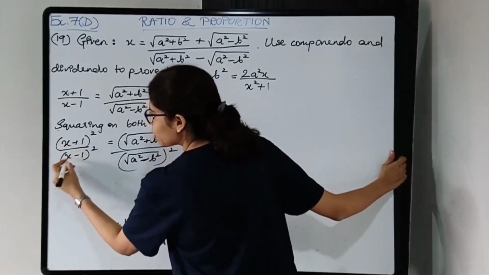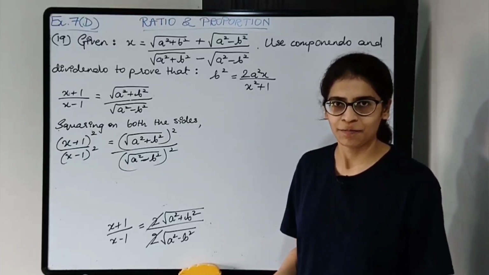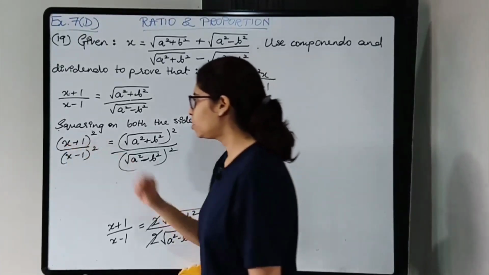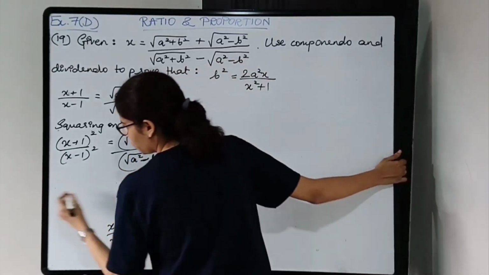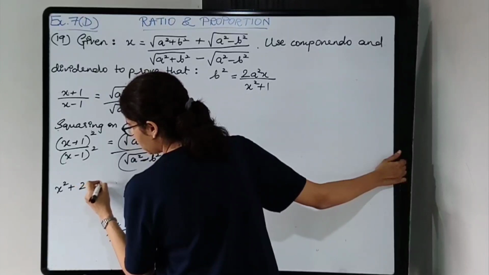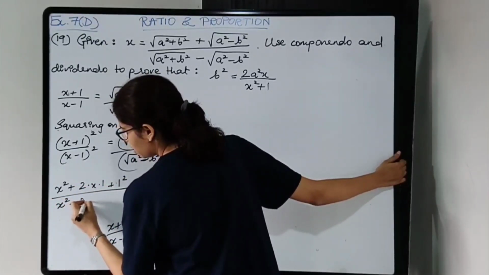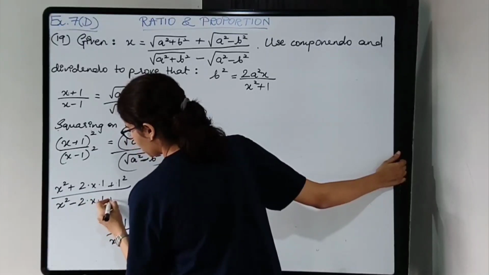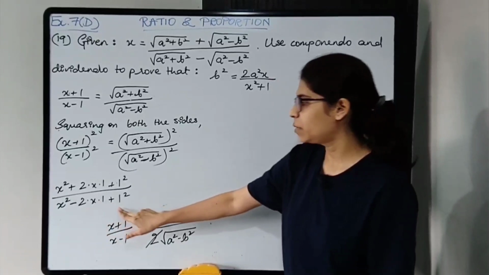And here it is of the form a plus b the whole square. So you have to use an identity. Here the identity will be: a plus b the whole square is a square plus 2ab plus b square. So it will be x square plus 2 into x into 1 plus 1 square upon x square minus 2 into x into 1 plus 1 square. A minus b the whole square is a square minus 2ab plus b square.